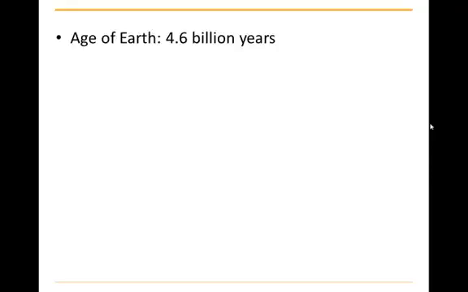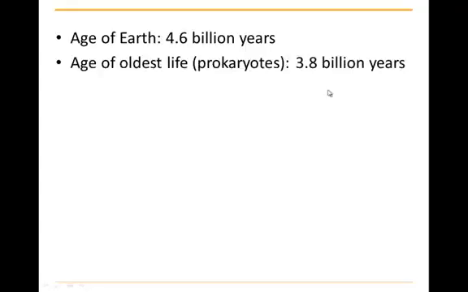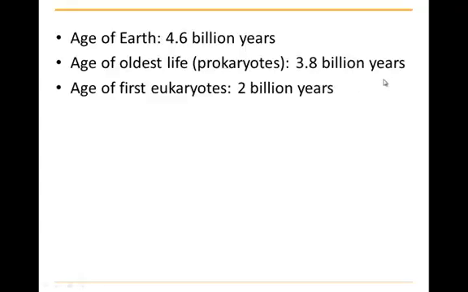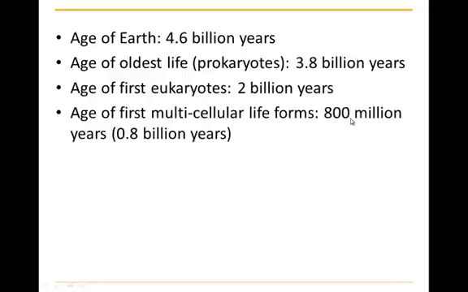A few dates that you should know with regard to the fossil record. The age of the Earth is estimated to be 4.6 billion years. The oldest life, 3.8 billion years or so, and these are microfossils because we're talking about bacteria. The age of the first eukaryotes, the first cells with nuclei, is about 2 billion years. The age of the first multicellular life forms is 800 million years, or 0.8 billion years. So these are some good dates that you should be somewhat familiar with.